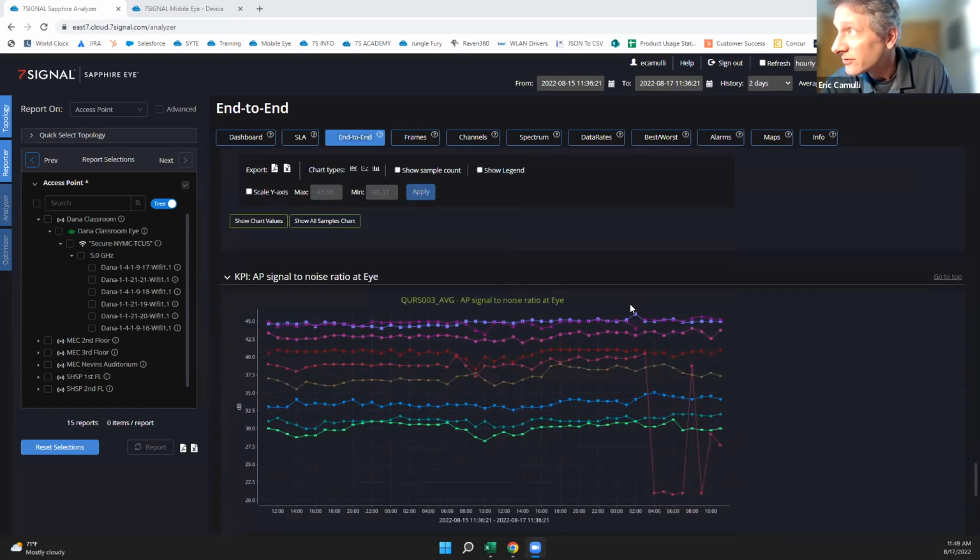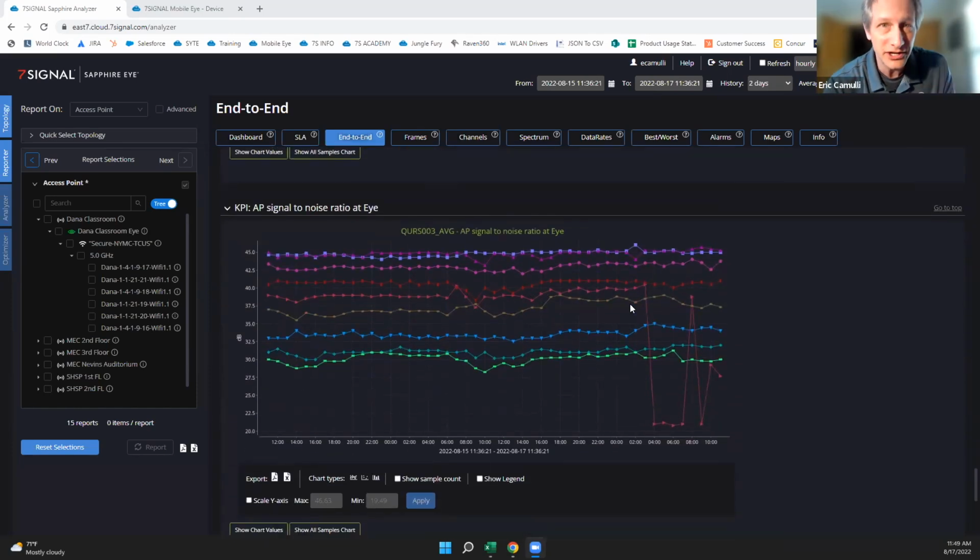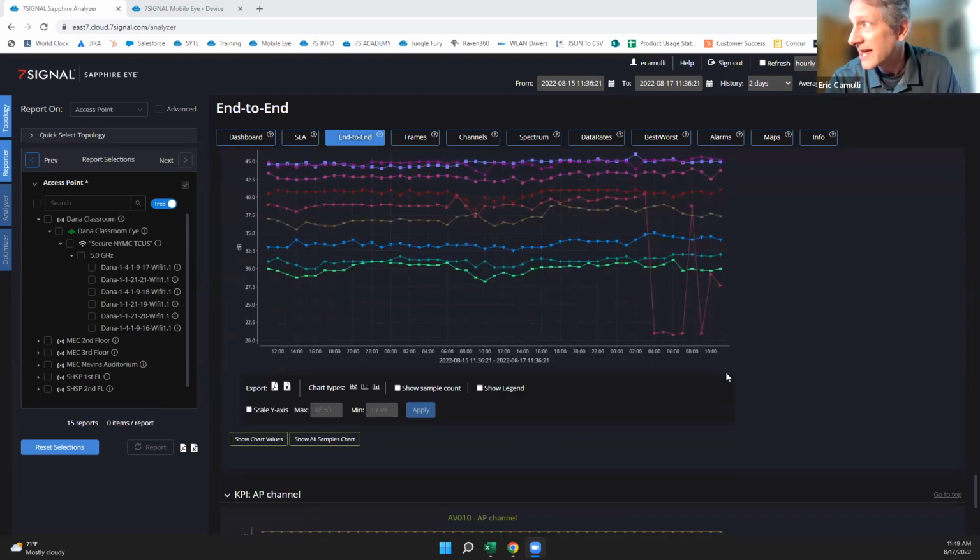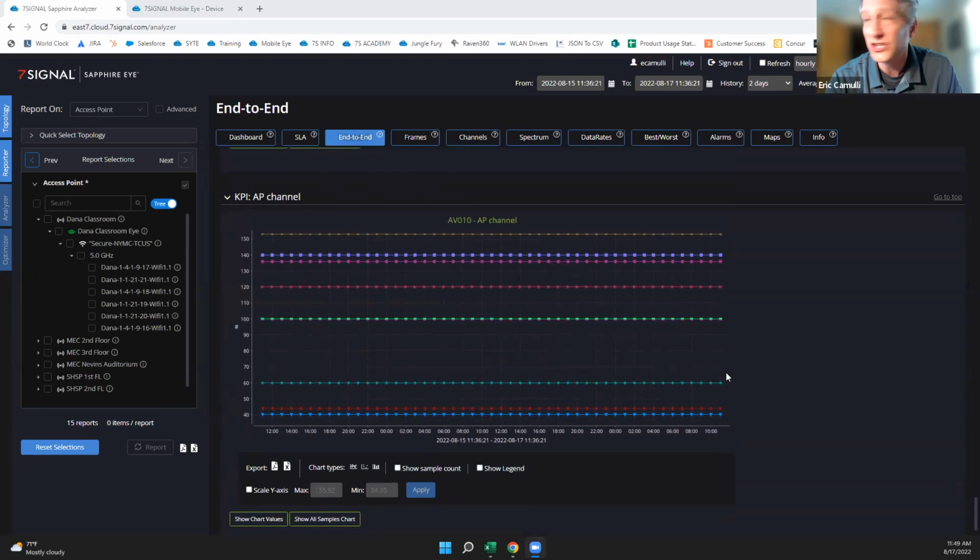Now, just going a little bit further, we're also measuring the signal to noise ratio. Again, there could be something that enters into the environment that raises the noise floor. We can't see it, but 7 Signal can. You can see the number of dB difference here with regard to the signal to noise ratio. We want to make sure that we've got a nice robust SNR in order to achieve the speeds that we want to achieve, get that good MCS. And then down here, we're looking at the channels. I know Keith would just love looking at this picture of a nice static channel plan.